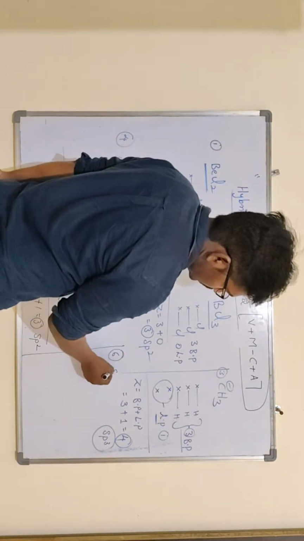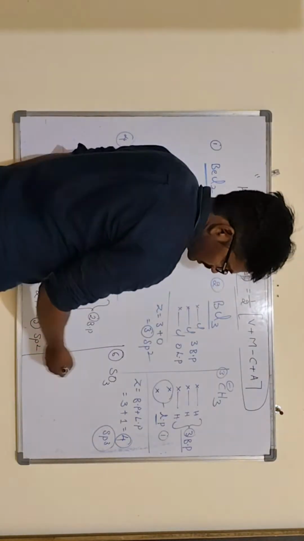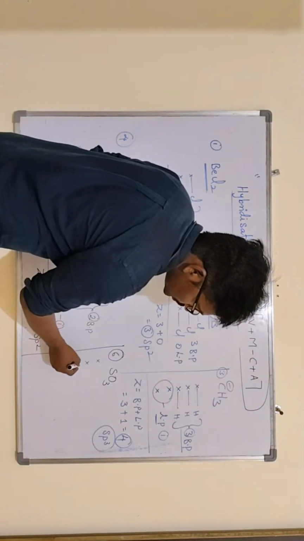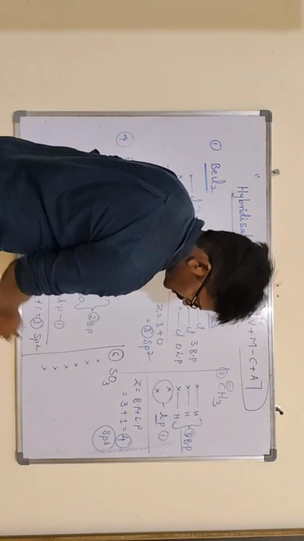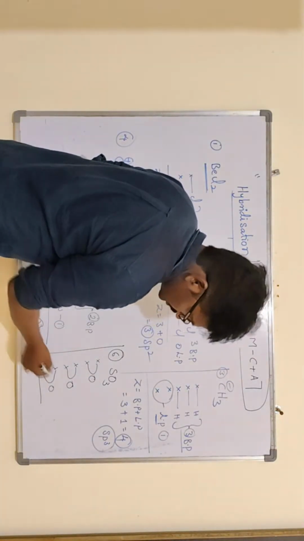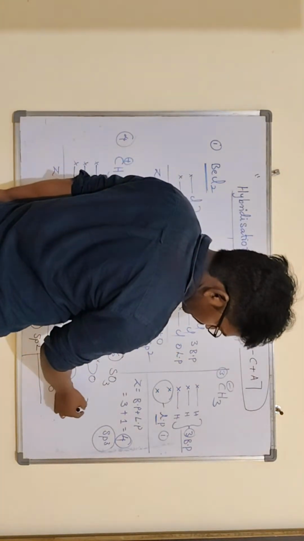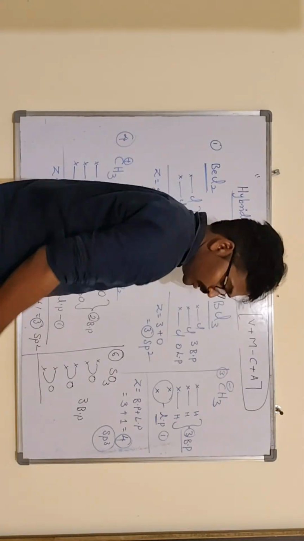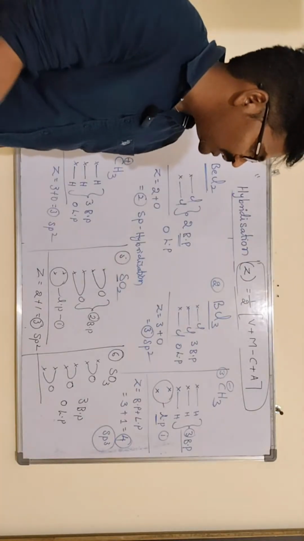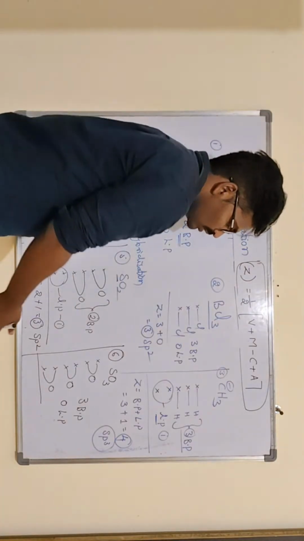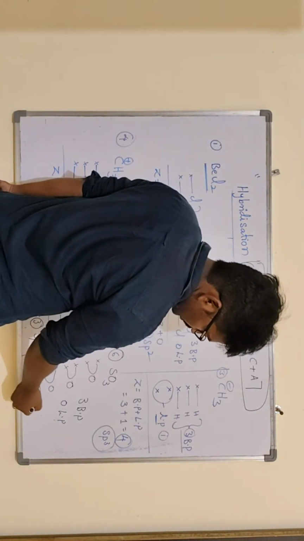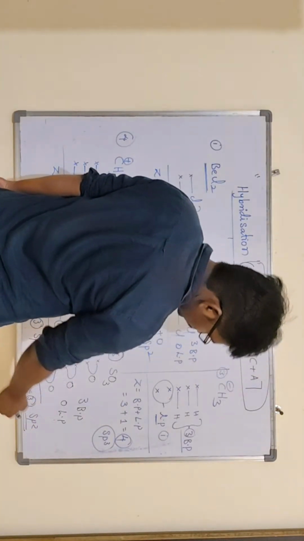That is the 6th one, SO3. Again, sulfur is a 16th group element, right? So sulfur has 1, 2, 3, 4, 5, 6. So 2 electrons with 1 oxygen, 2 electrons with 1 oxygen, 2 electrons with 1 oxygen. So bond pairs are how many? 3 bond pairs. Lone pairs are how many? 0 lone pairs. They will ask a question: how many bond pairs and lone pairs are present in the SO3 molecule? So you have to remember 3 bond pairs, 0 lone pairs. So Z value is 3 plus 0, so 3 only. So when it is 3, sp2 hybridization comes.